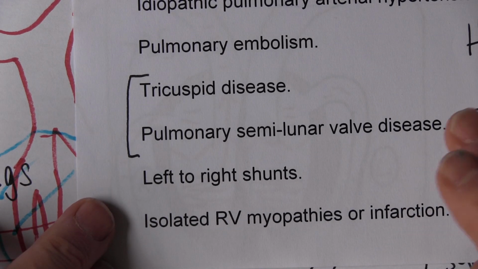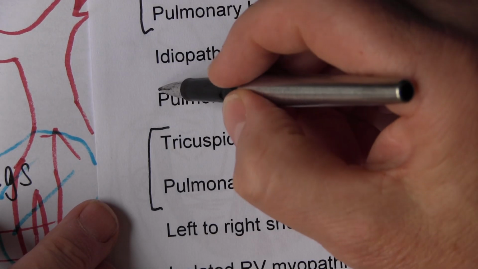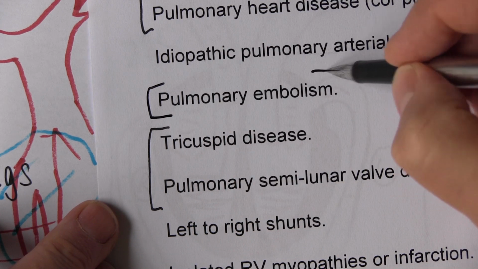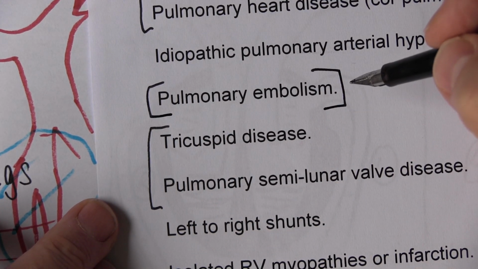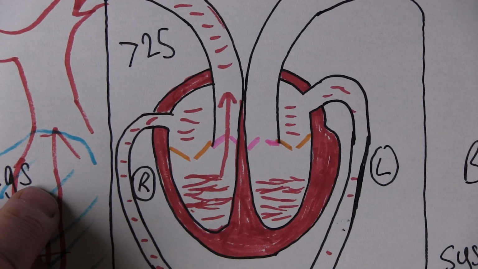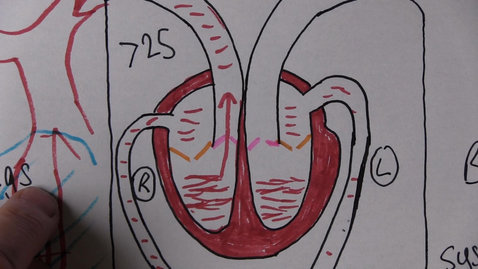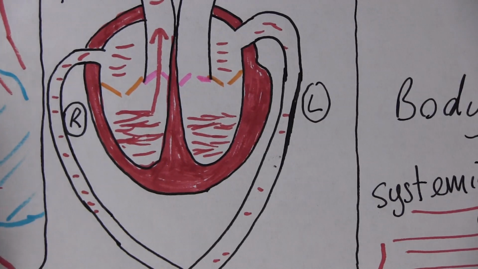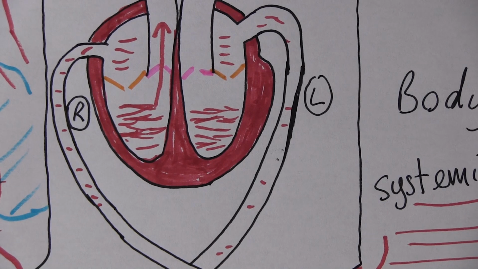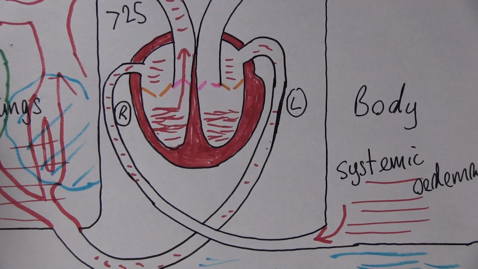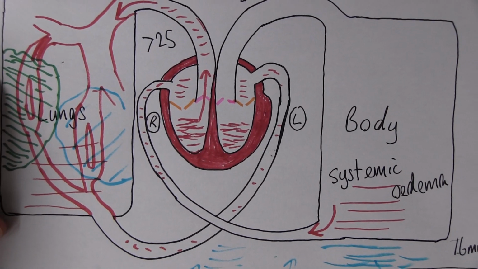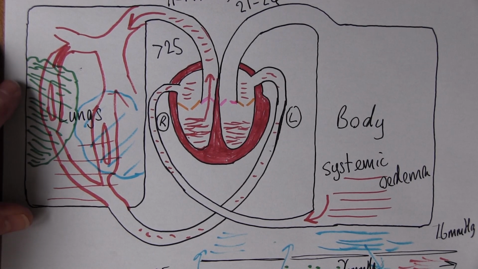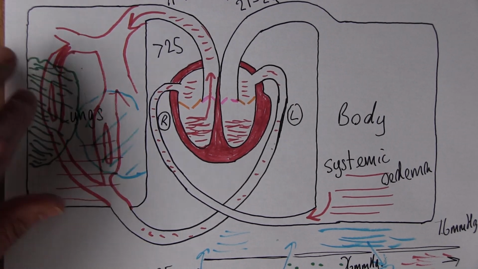But the other one to consider really is pulmonary embolism. Now, this can cause a more acute presentation. An embolism is a thrombus which is moving. So what happens here is, the most common scenario is there might be what we call a deep venous thrombosis, a DVT.